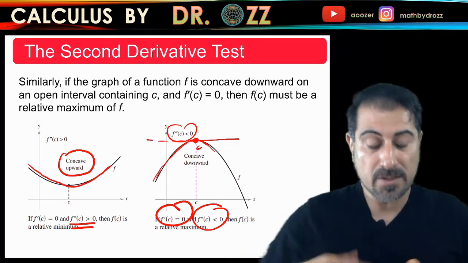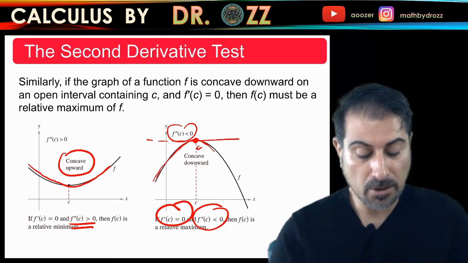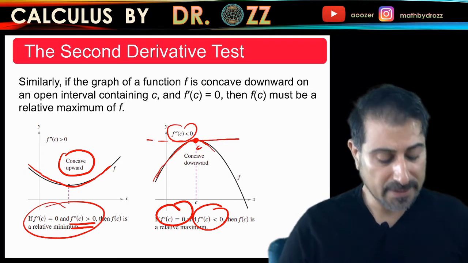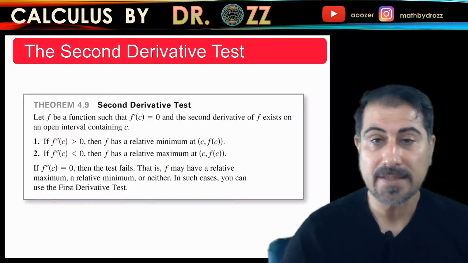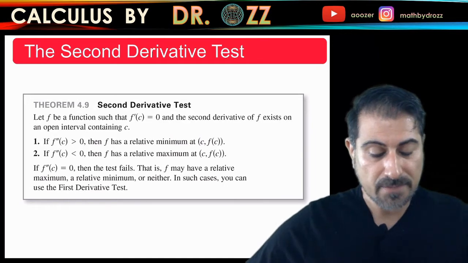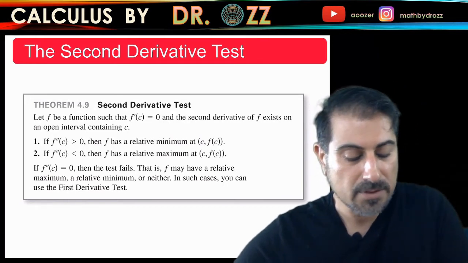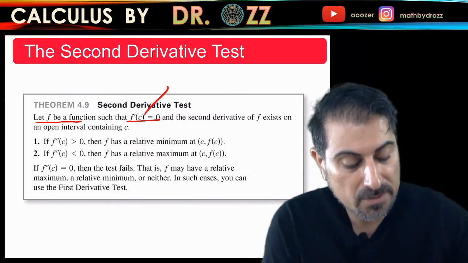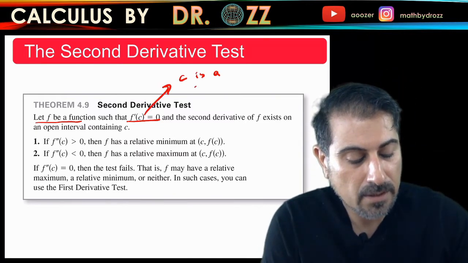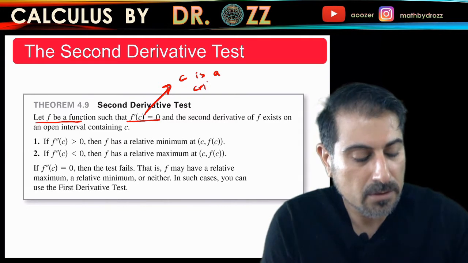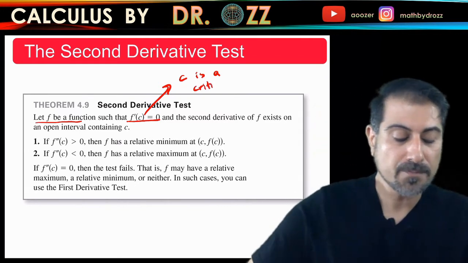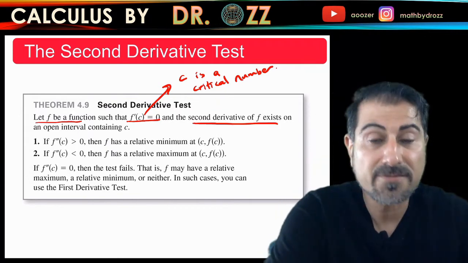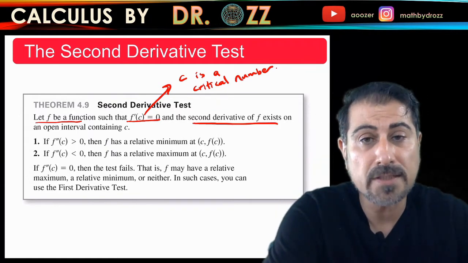And you can tell this by just looking at f prime and f double prime and using this simple test. And here is in fact the test. Let's say we have a function such that f prime at C equals 0, which essentially means that C is a critical number. And we also assume that the second derivative of f exists on an open interval containing C.